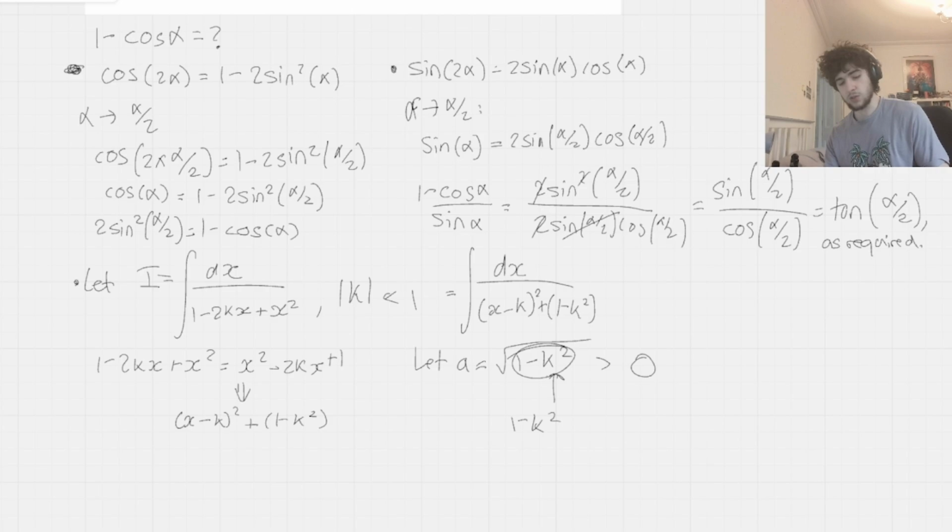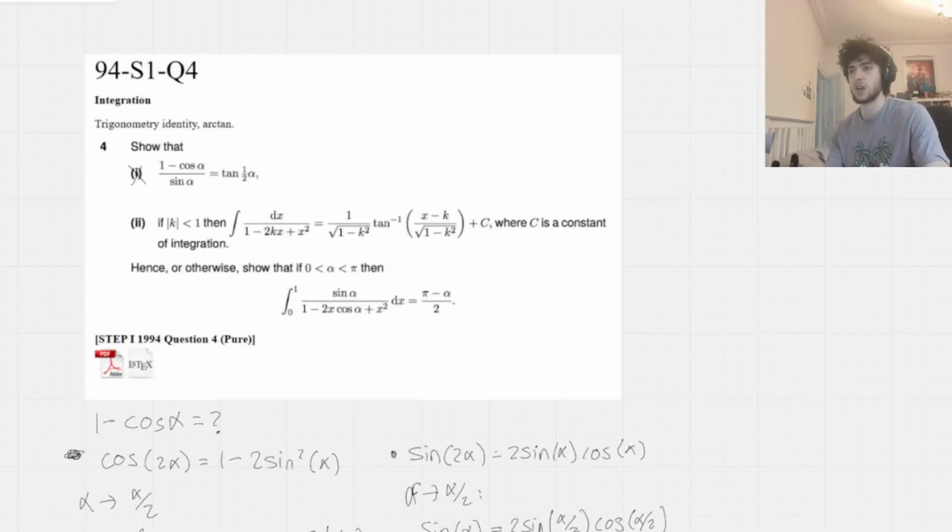So 1 minus k squared also needs to be greater than 0, right? And so effectively, we get that 1 is greater than k squared, so k squared is less than 1. Take square roots of both sides, so the mod of k is less than 1. So you can see where that condition is coming from. To be fair, the solution had the mod of k less than 1. I just introduced it arbitrarily there.